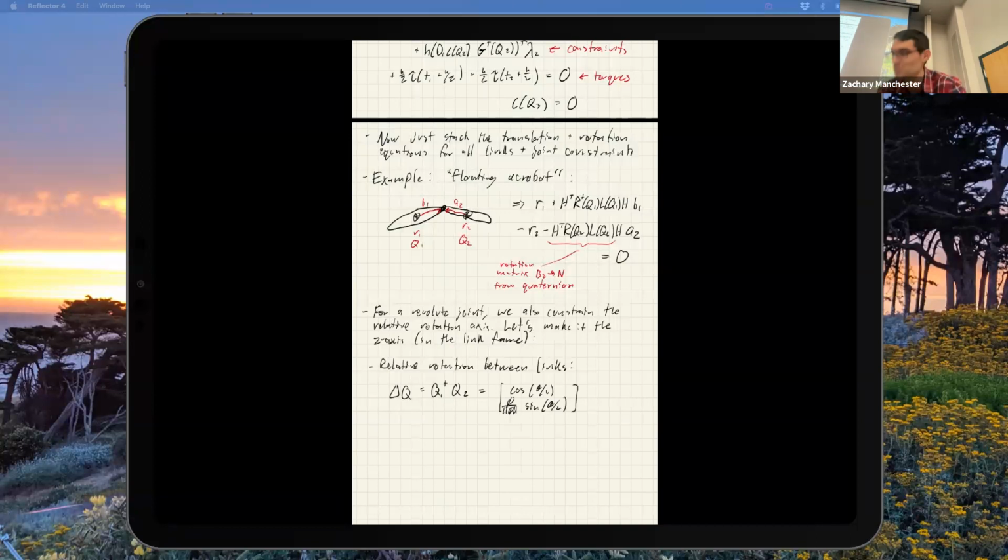Trying to not overload notation. I already used R and A for other things.